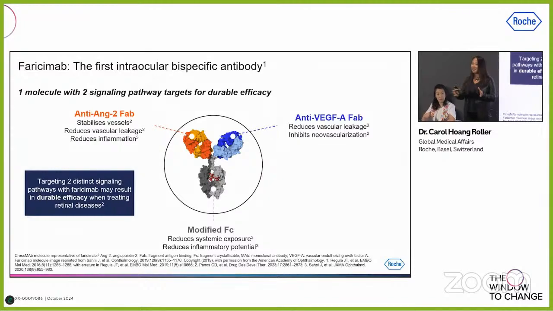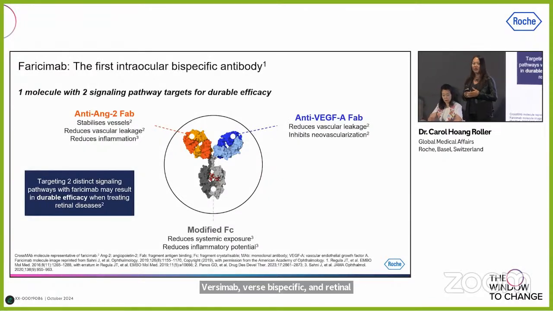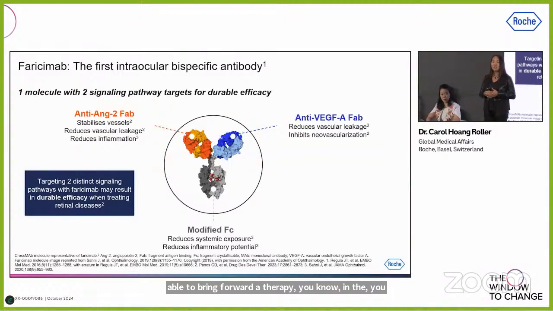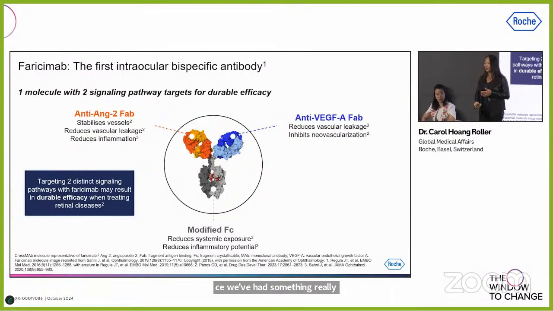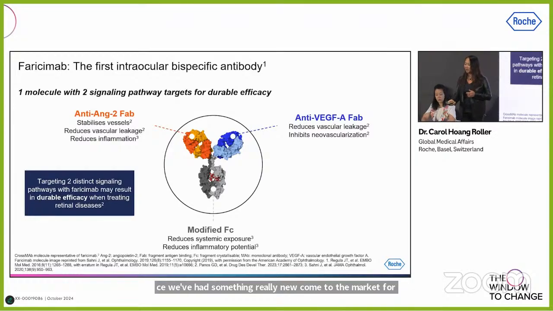Faricimab, the first bispecific in retinal disease, really inhibiting 2 different pathways. We know that retinal diseases are multimodality, so we wanted to make sure that we are able to bring forward a therapy. It's been a while since we've had something really new come to the market for you, and we're really learning how to use this in an optimized manner.